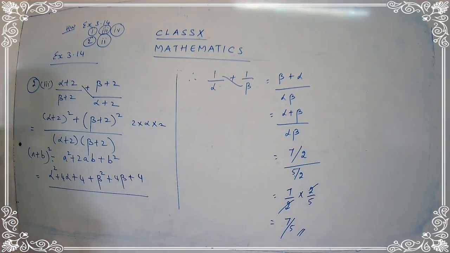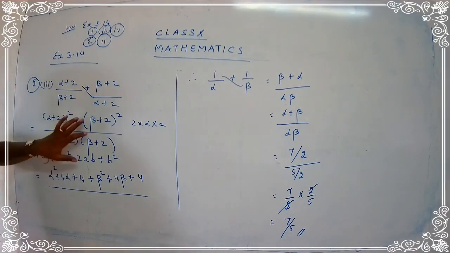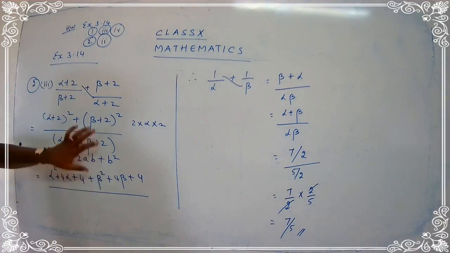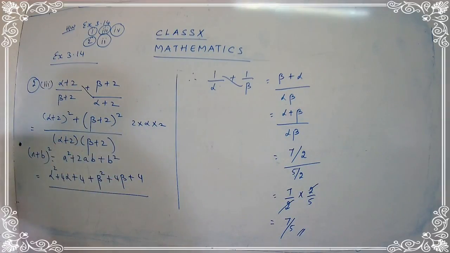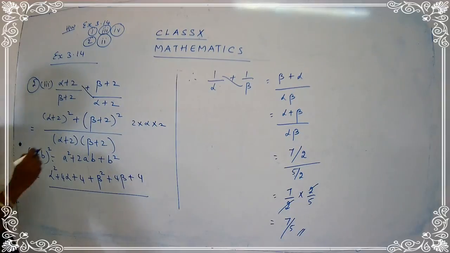I hope you are clear with the expansion. I am just using the formula a plus b the whole square. A square, alpha square. 2 into a into b, 2 into alpha into 2, 4 alpha. 2 2s are 4, plus beta square plus 4 beta plus 4. 2 2s are 4. Now let's go for the multiplication, the denominator part.